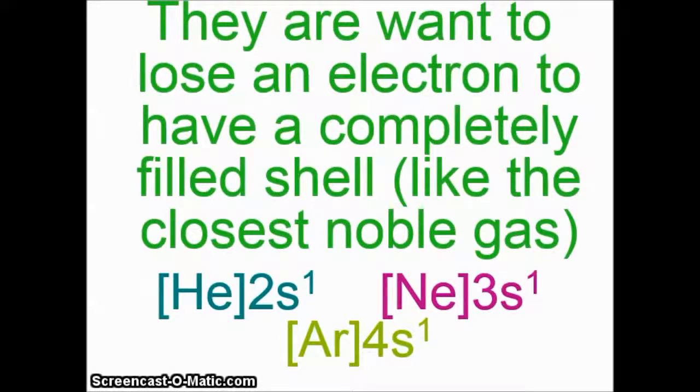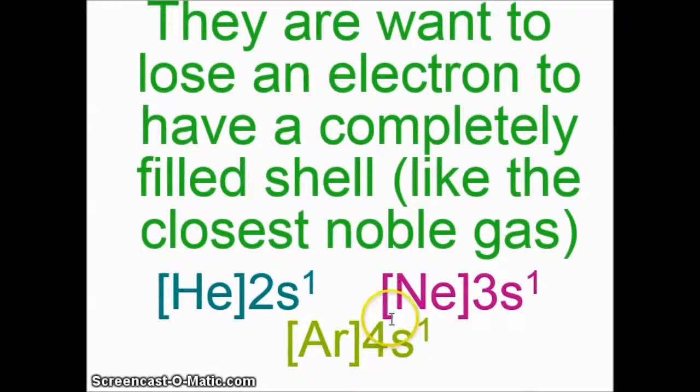If we look at the electron configuration, and we have a couple here, we see that they all want to lose an electron to have a completely filled shell, like the noble gases. So for this one particular here, lithium, if it loses this one electron, the 2s1, that electron will fade away and it will be just like helium, with a full outer shell. Same thing here, just one electron.